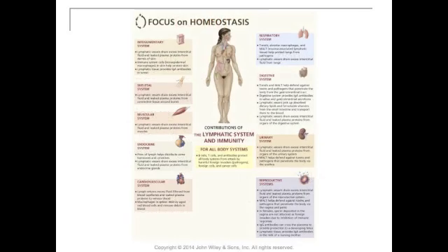And on this next slide, we see our focus on homeostasis, and this is on page 883. So this talks about the contributions of the lymphoid system and immunity for all the body systems. B cells, T cells, and antibodies protect all body systems from attack from harmful foreign invaders, also called pathogens, foreign cells, and other cancer cells.